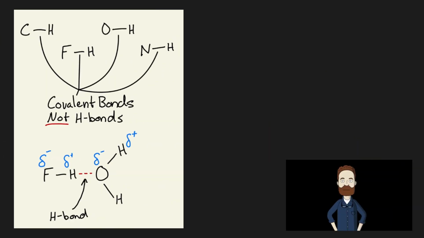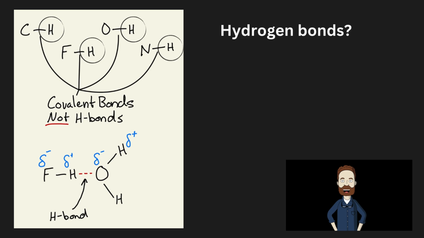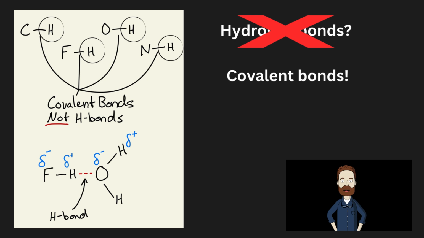Take this image, for example. You see these hydrogens bonded to carbon, fluorine, oxygen, and nitrogen. You may be inclined to believe that these are hydrogen bonds since they are in fact bonded to hydrogen, but this is not the case. These are merely covalent bonds. Luckily, we can utilize these bonds in front of us to eventually create a hydrogen bond. So let's work with what we have.